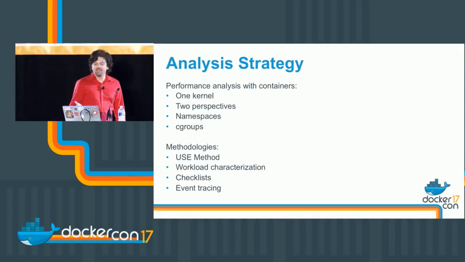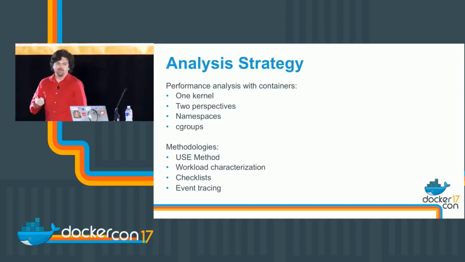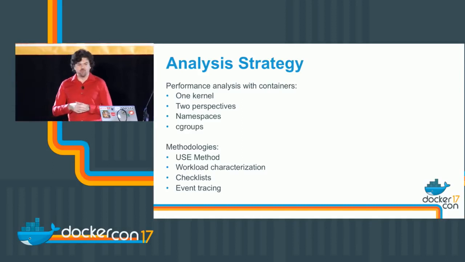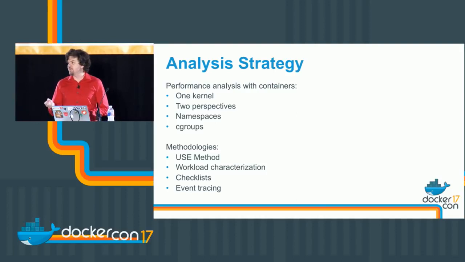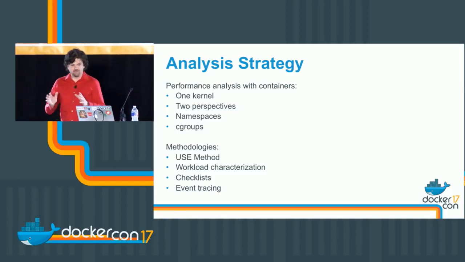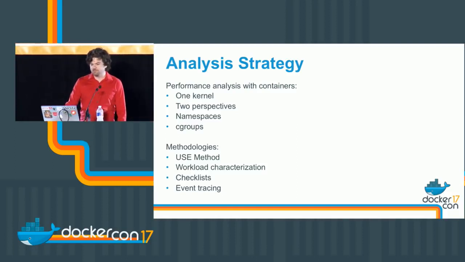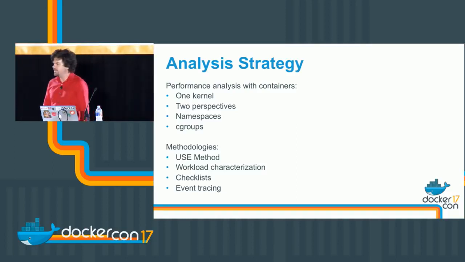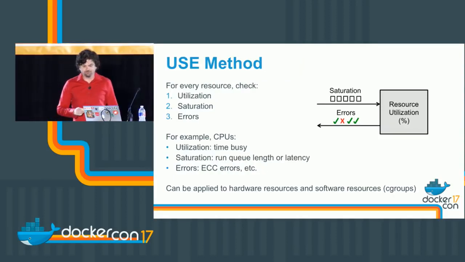Given that, how do we analyze it? There's 4 things to understand about performance analysis. First, there's one kernel. That can simplify some things. So one kernel to where I can compare all the metrics between the containers. There's 2 perspectives, whether I'm looking at it from the host or whether I'm looking at it from a container guest. And there's namespaces and cgroups, which are summarized very quickly. You can apply different methodologies to understand what containers are doing. So my USE method, workload characterization, checklists, and event tracing. And you'll see some examples of this in my talk.